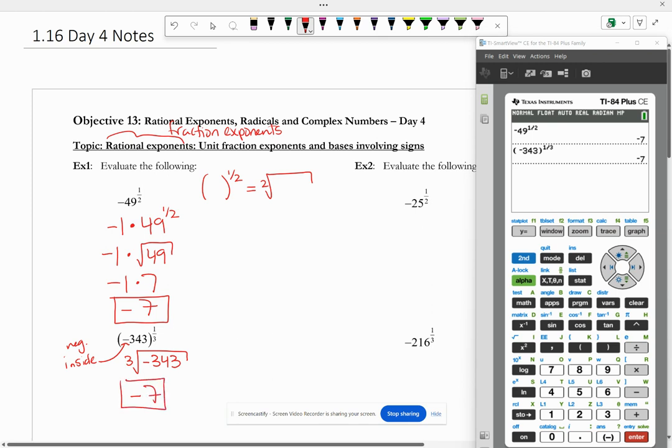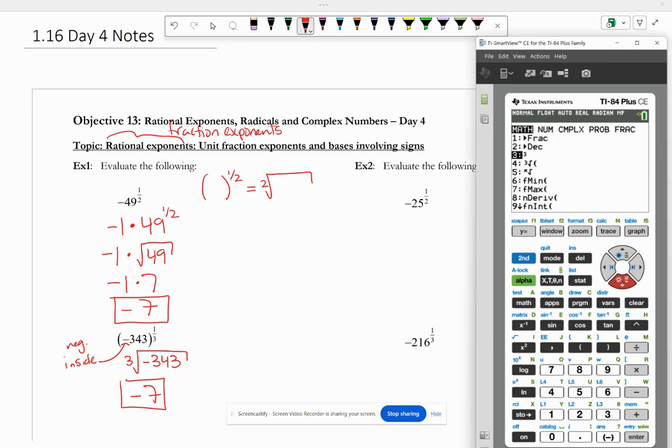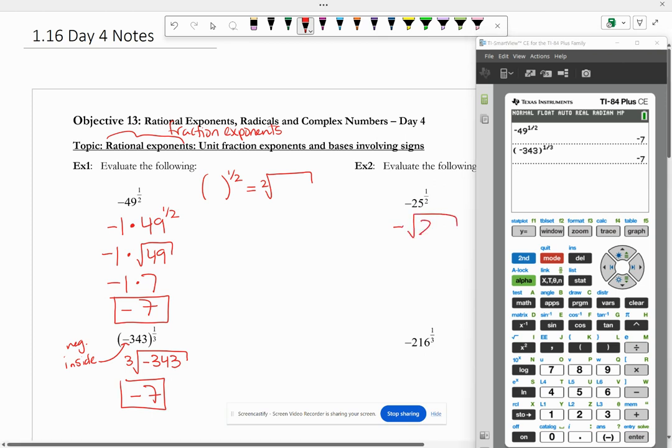Or if you haven't seen it before, because this is a cube root, if I go to math, I can scroll down to the cube root button under the math menu, or if it's a different number other than 2 or 3, you can use option 5. Those will help us a little bit later on. So if I take a look at example 2, I have negative 25 to the 1/2. The negative is technically on the outside, so this is really negative square root of 25. 25 is a perfect square, so this gives us negative 5.